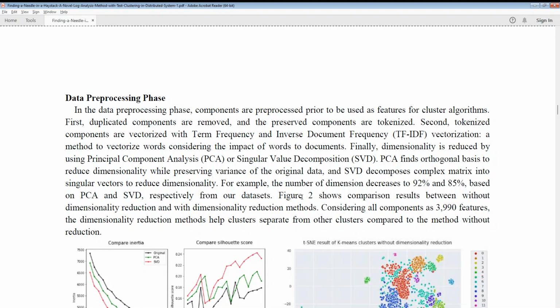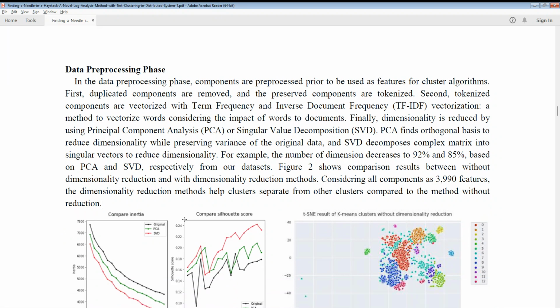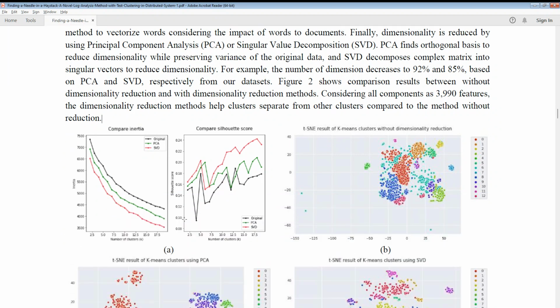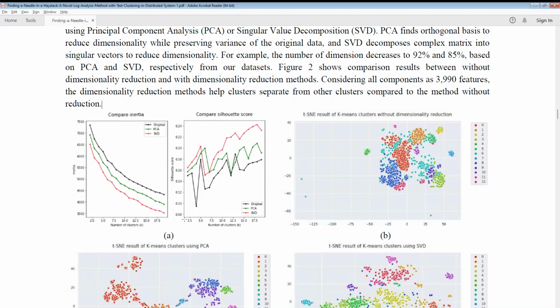Figure 2 shows the comparison result between without dimensionality reduction and with the dimensionality reduction method. Considering all components as 3,990 features, the dimensionality reduction method helps clusters separate from other clusters compared to the method without reduction.